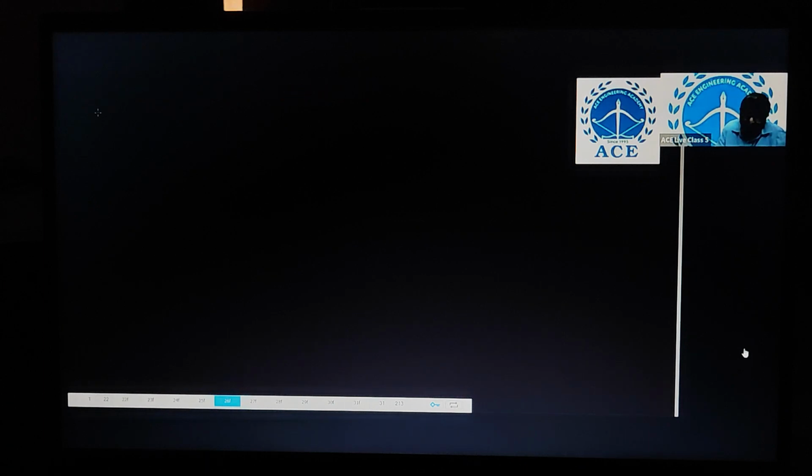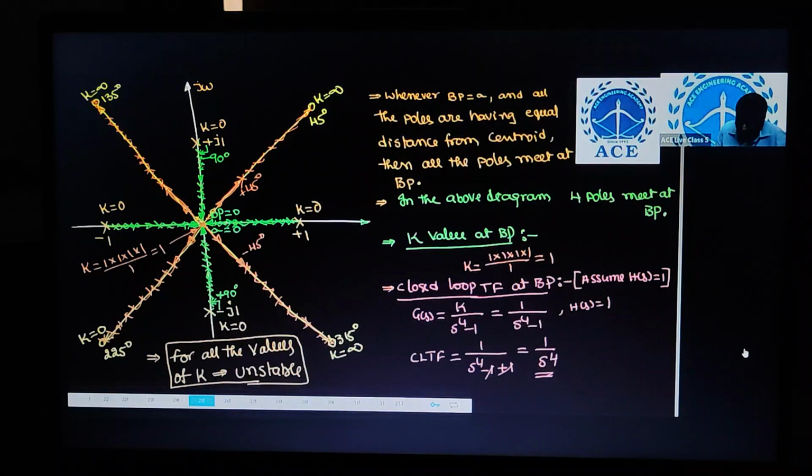Listen. Whenever breakpoint equals centroid, here what is the breakpoint? 0. What is the centroid? 0. Here breakpoint 0, centroid 0, that equals the real part of the complex pole. What is the real part of the complex pole? 0. Whenever all these 3 are the same, no need to calculate the angle of departure.